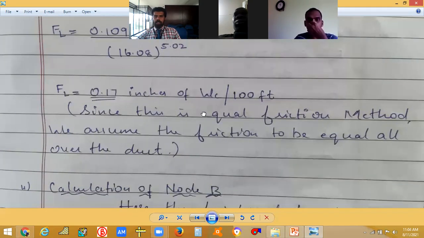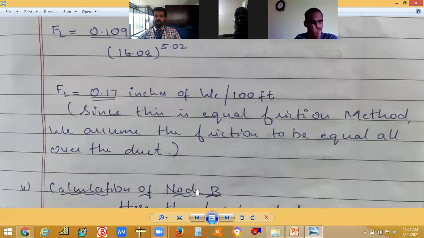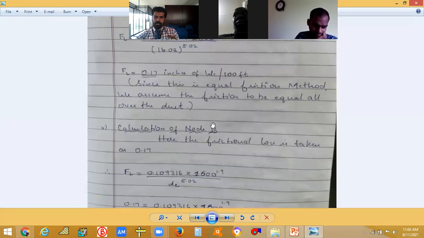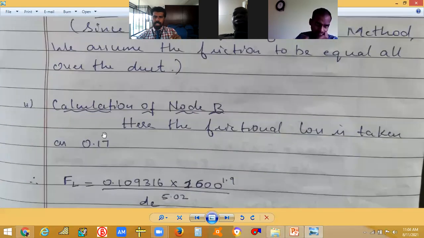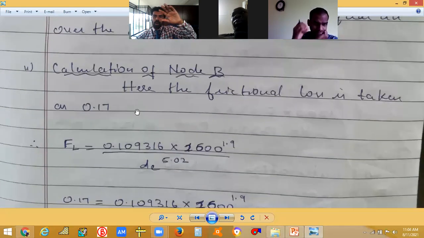Now the same method, you do it for node B. Here we have already got the friction loss. We know the Q also. We know the friction loss and we know the Q, so you have to find the velocity here. You understood what I am saying? Here the friction loss is taken as 0.17. So now you have to reverse it.